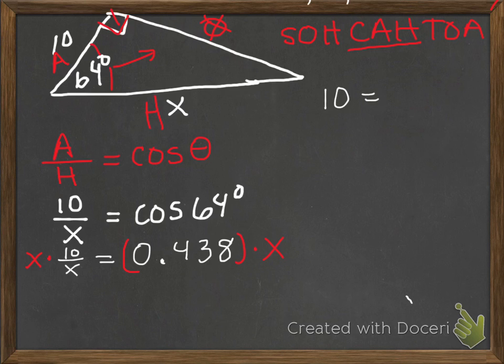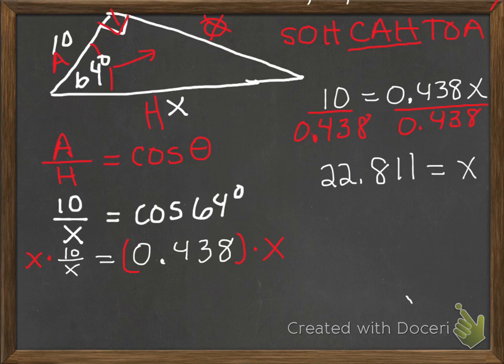We're going to move up to the top over here because there's not going to be room. 10 equals 0.438 x when we multiply by x on both sides. Now we're going to divide by 0.438 on both sides. And we get 22.811, which sounds pretty good. And that's it. Those are your examples.